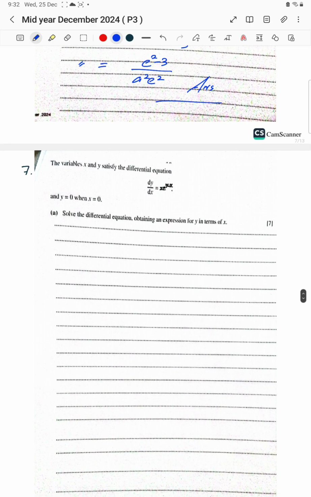A variable y satisfies the differential equation dy by dx equal to x e raised to power y minus x, and x y are 0 when x is 0. Solve the differential equation, obtaining an expression for y in terms of x. 7 marks question. Easy question. You only need to keep the indices rule in mind, and this will be written as x e raised to power y into e raised to power minus x. Now make separable terms. We will get dy over e raised to power y equal to x e raised to power minus x dx. Now we can integrate this.